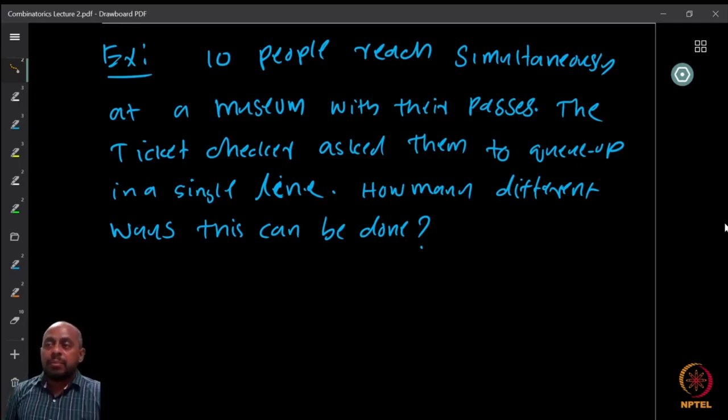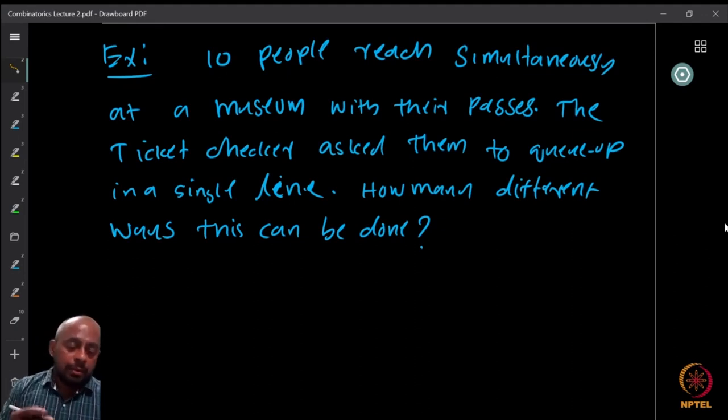Basically when they wanted to enter, the ticket checker said, I cannot put everybody together, I want to check passes, so please form a queue. So stand in a line and then come inside. Now since all of them came together, they can queue in any way they want. If some person reached first, you can say that because he reached first, he stands in the front. But now everybody came together, so any order they stand in is not going to make a difference. So the question is how many different ways this queuing can be done.